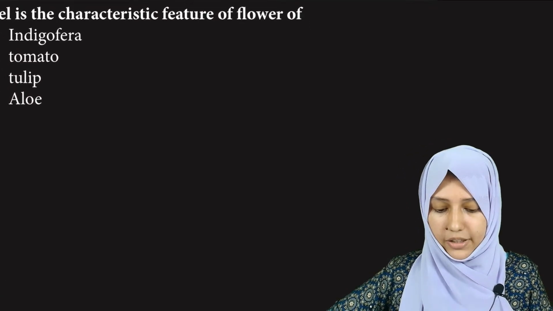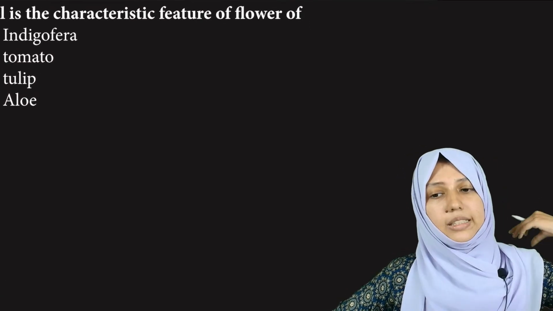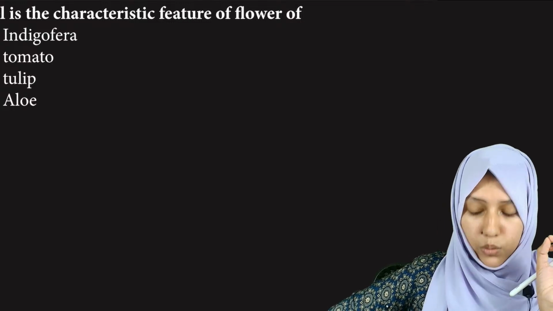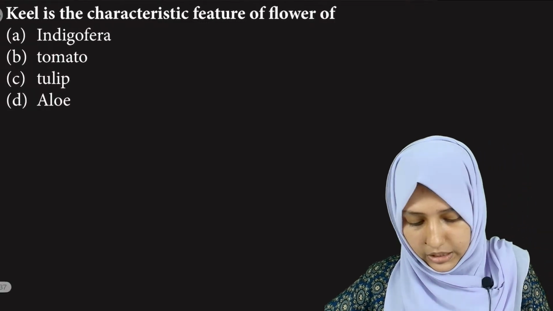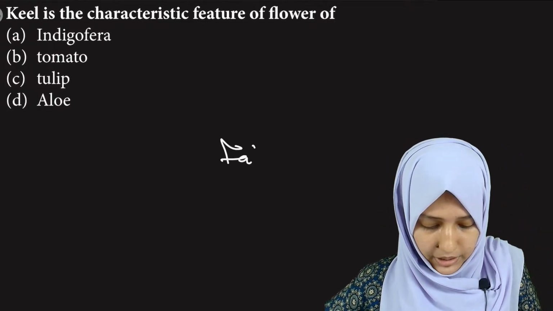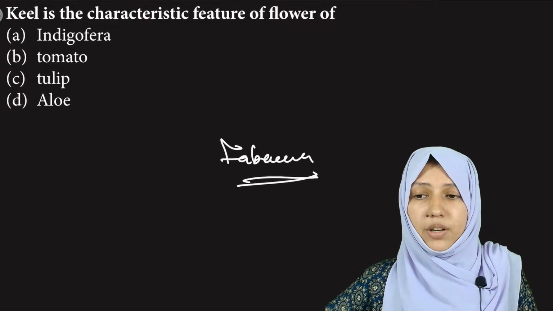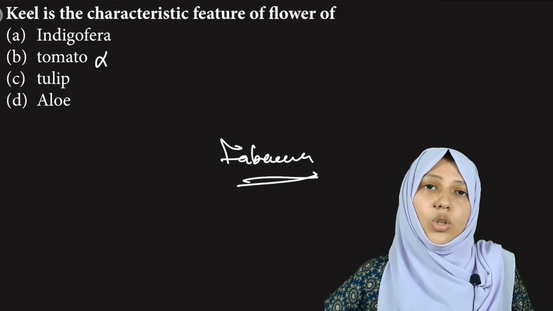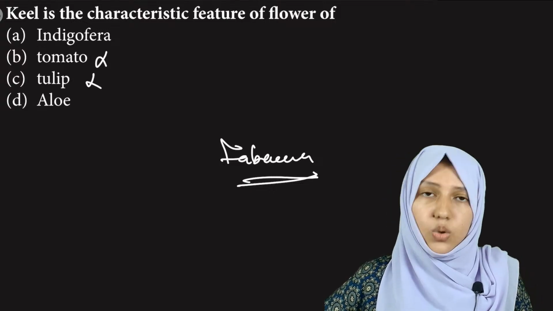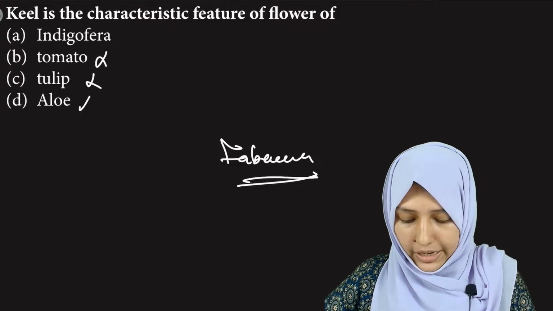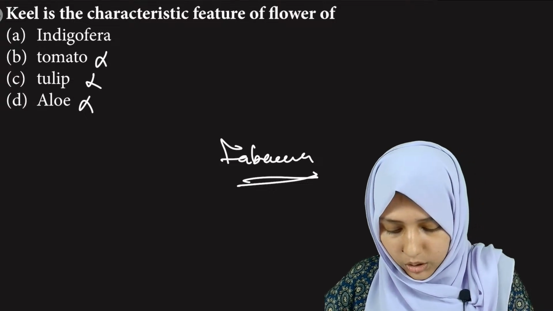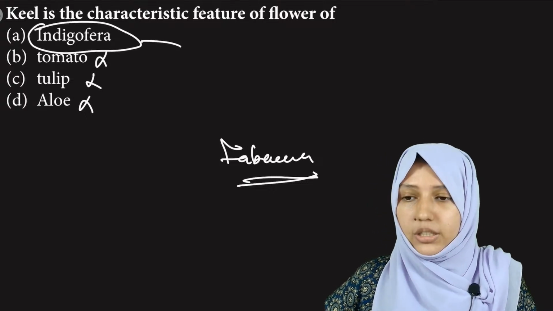Now keel is the characteristic feature of which type of flower? It is present in family Fabaceae. And which one of the following belongs to family Fabaceae? Tomato belongs to the Solanum family. Tulip is again from the Lily family, and yellow is also Lily family. So Indigofera belongs to Fabaceae. Clear?